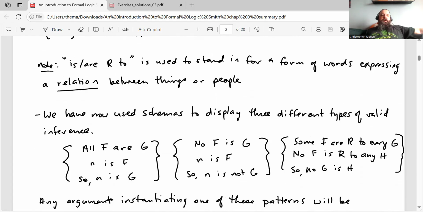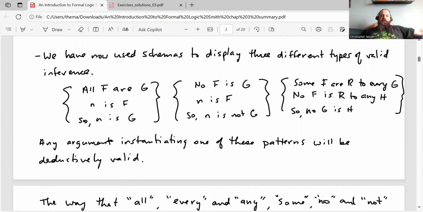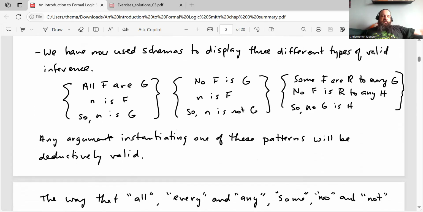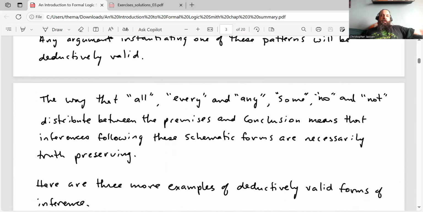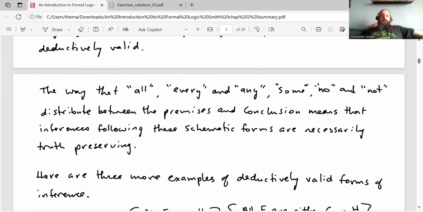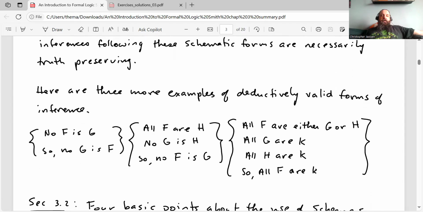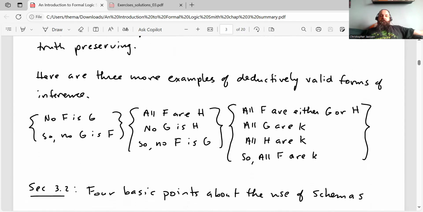Okay, so we have now used schemas to display three different types of valid inference, which I have listed here below. I won't repeat them because we've talked about them already. Any argument instantiating one of these patterns will be deductively valid. Right? The way that all, every, and any, some, no, and not distribute between the premises and conclusion means that inferences following these schematic forms are necessarily truth preserving, which, if you remember, is the whole point. That's what we want. Okay, here are three more examples of deductively valid forms of inference.